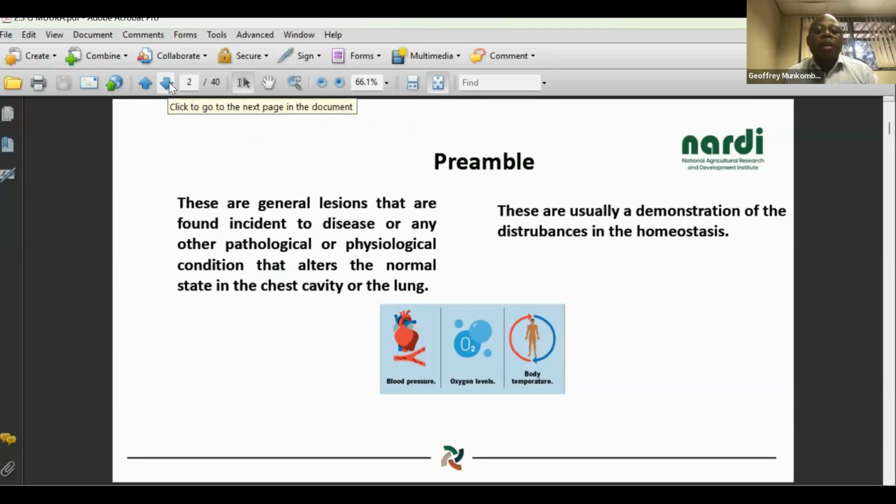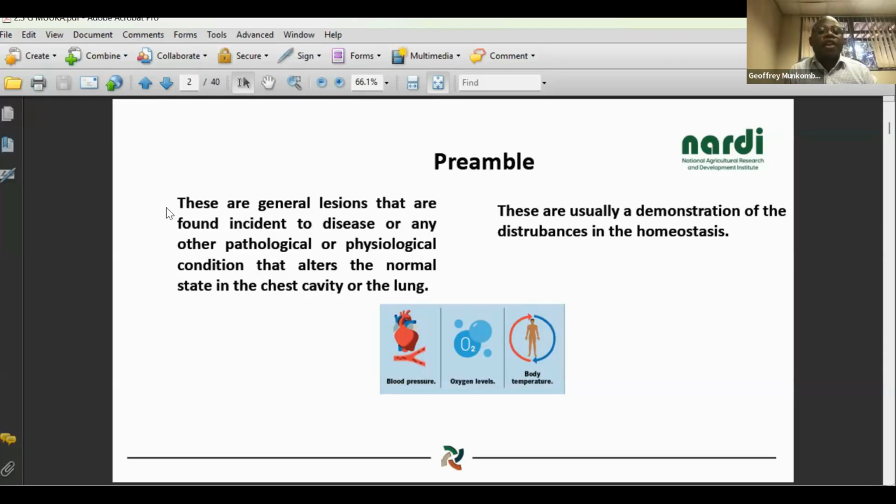You find that sometimes the blood pressure becomes affected. The oxygen levels in the thorax, in the lungs are affected. So you might see lesions that are incidental to that. You see body temperatures becoming high, and that will also have an incident to some of the lesions you are going to see. Now, this presentation generally does not look at a particular disease, though we have examples of lesions that you might see in particular disease conditions. We can go to the next slide.